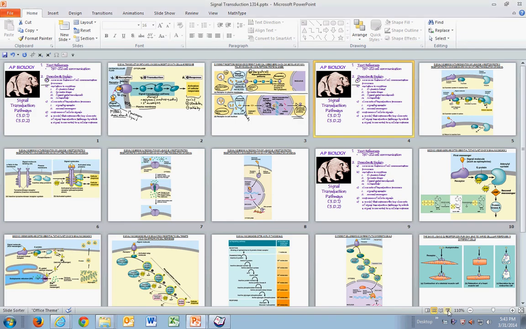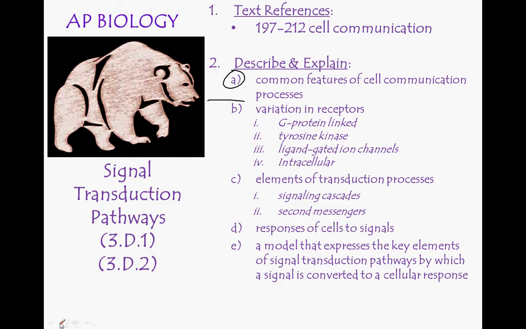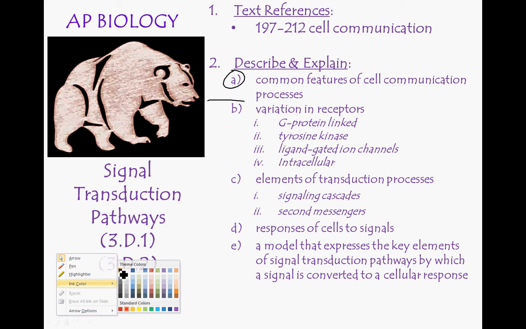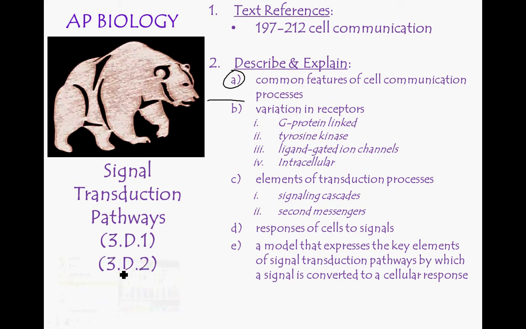Hello, welcome to another screencast where this time we'll be continuing discussion of signal transduction pathways. And this time we're going to be describing and explaining variation in the receptors. So we're going to be talking about G protein linked receptors and tyrosine kinase receptors. We're going to focus on these two, but then we'll mention ligand-gated ion channels as well as intracellular ones, okay? And then we'll handle the elements of the transduction process in another screencast here. All right, so let's get started here.